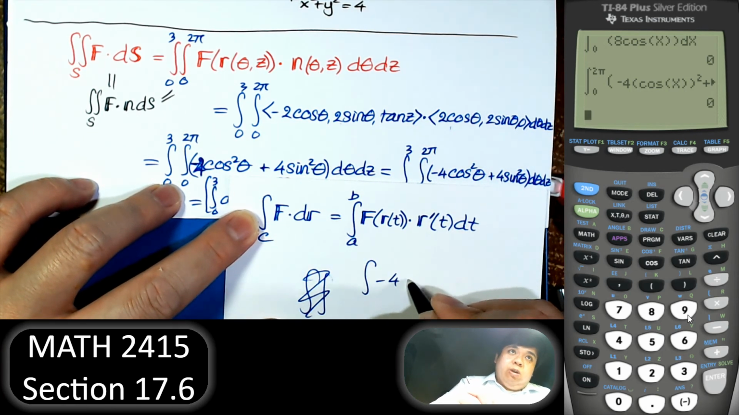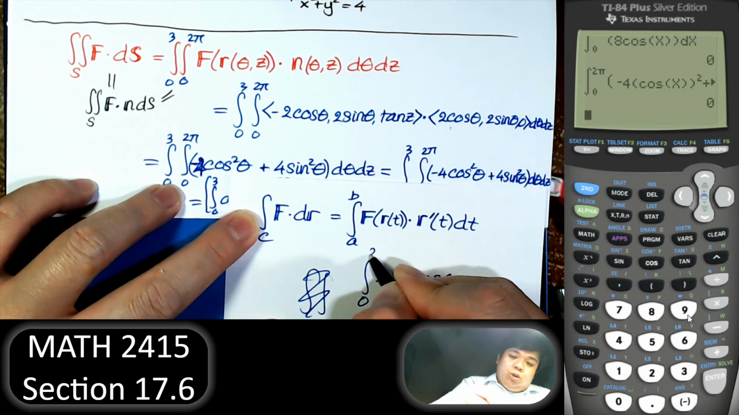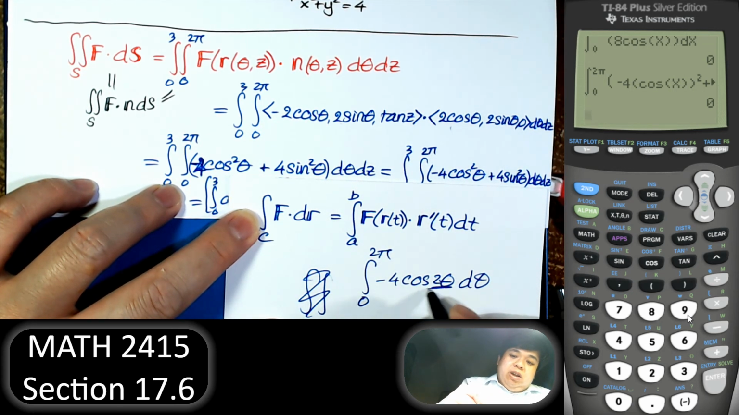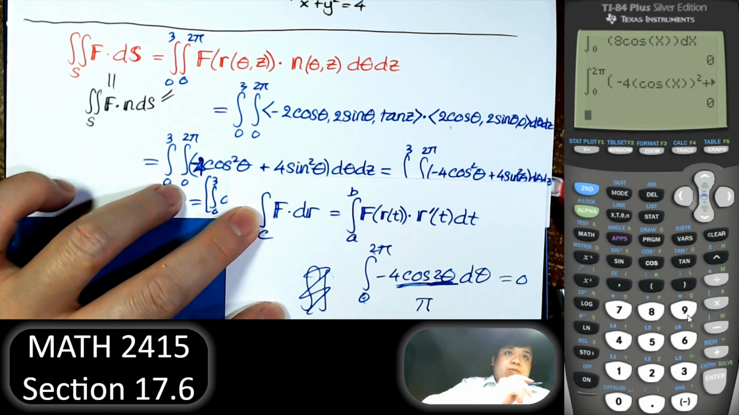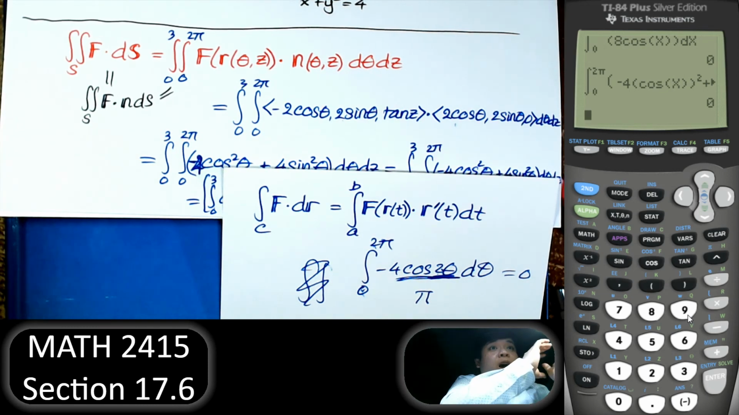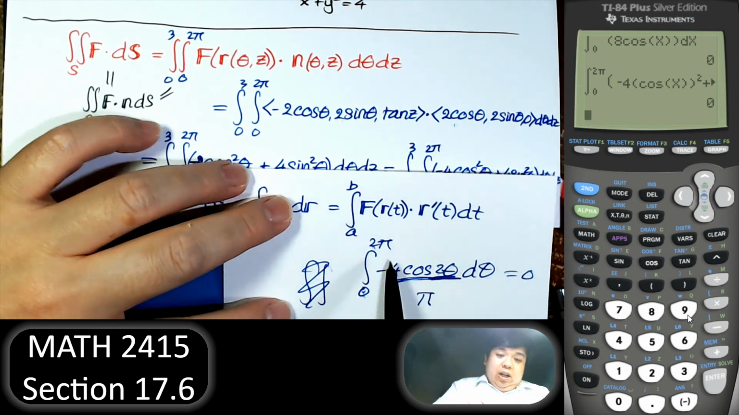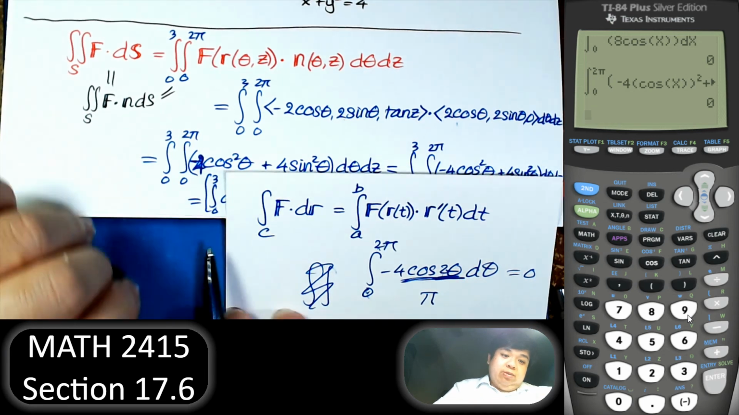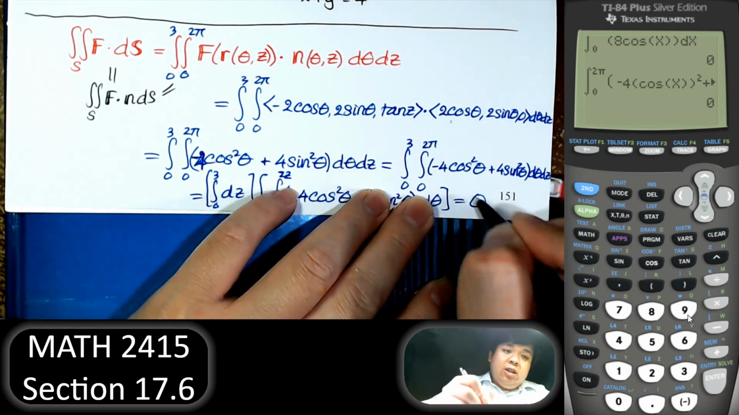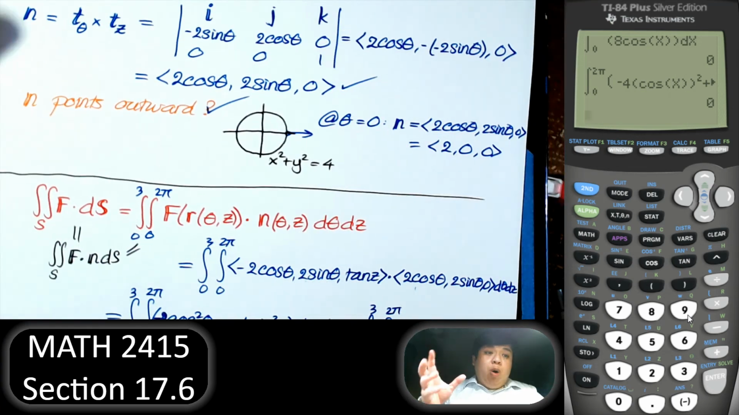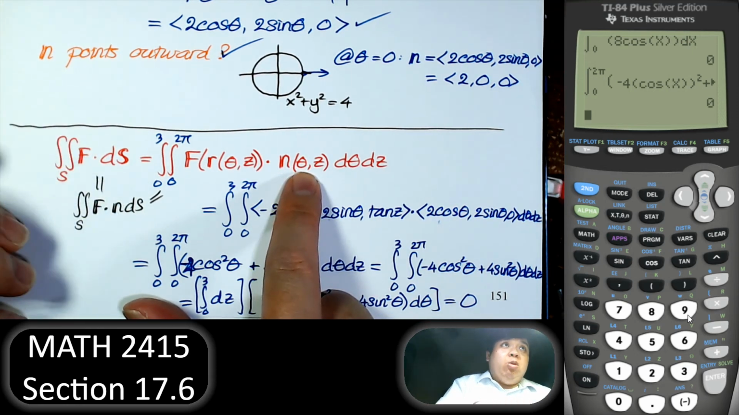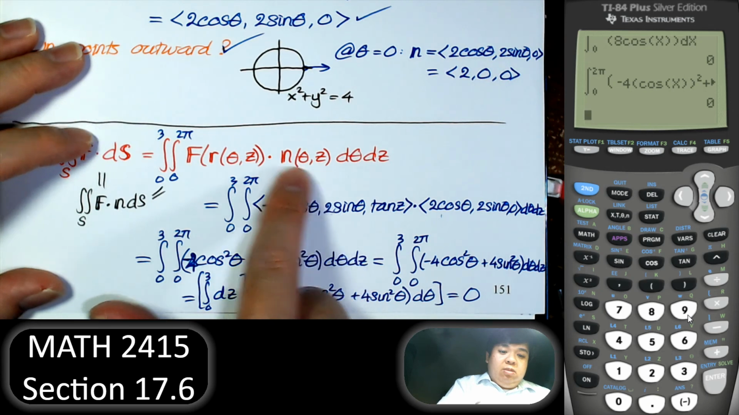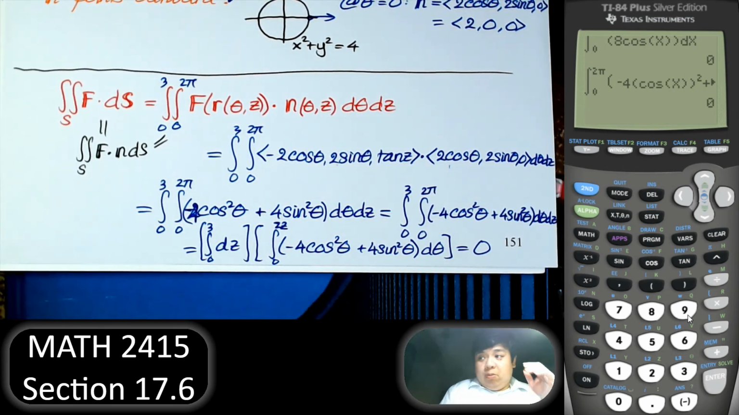of negative 4 cosine 2 theta goes from 0 to 2 pi. The period of this one is 2 pi divided by 2, so the period is pi, and this one has 2 periods, so that will be equal to 0. Like I said, the integral of sine or cosine over multiple periods will equal 0. Exactly what we have here. So bottom line is, to be more precise with the notation, if we can write the vector field in terms of the parameters and the normal vector in terms of the parameters, then we just evaluate everything in those parameters.